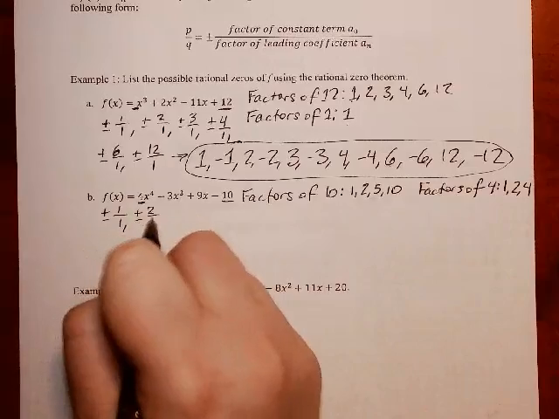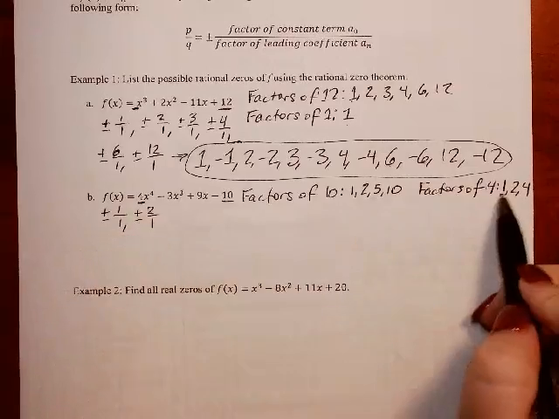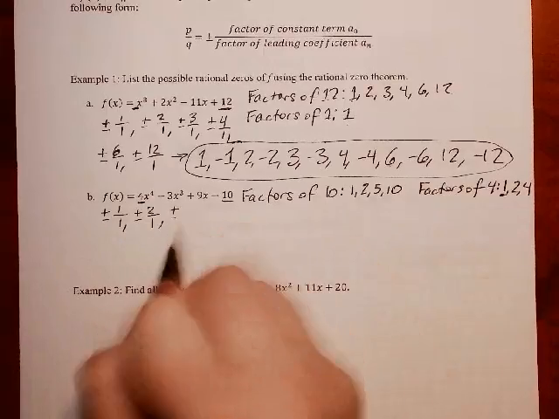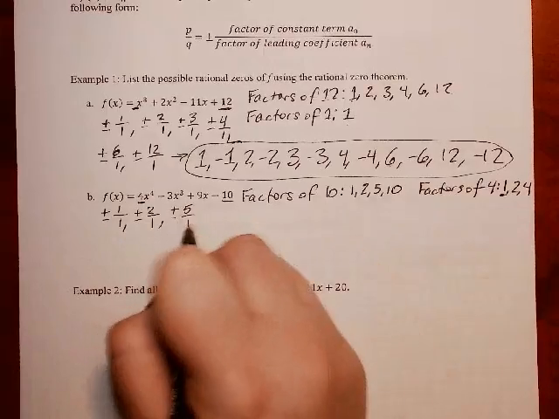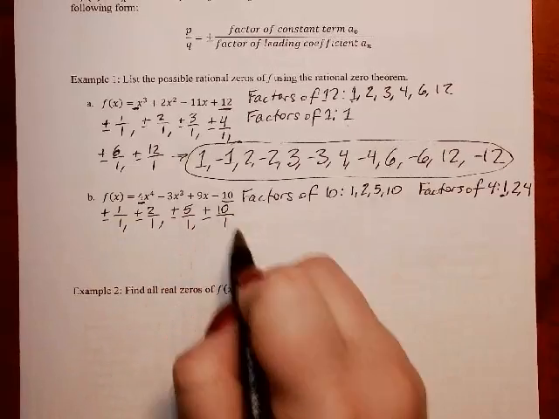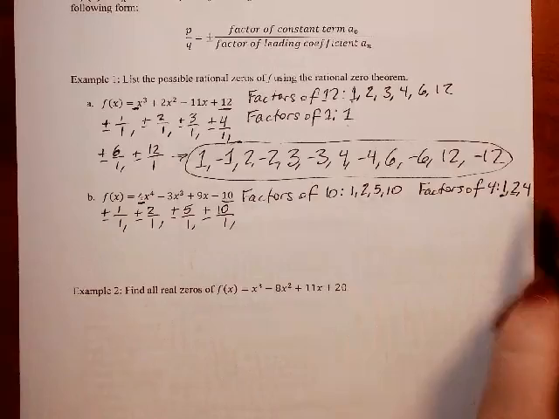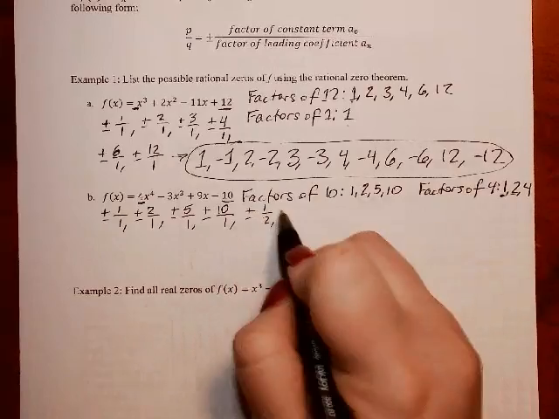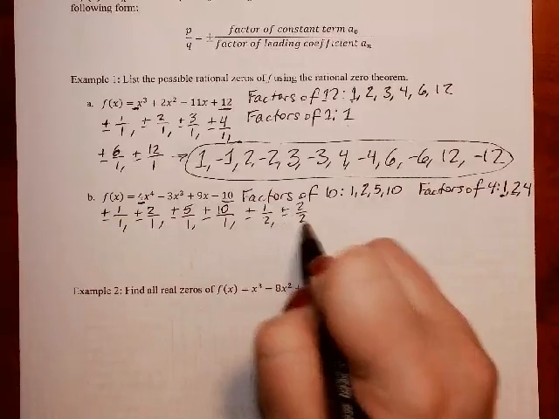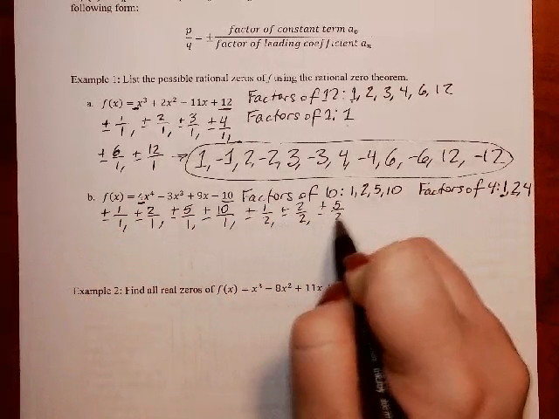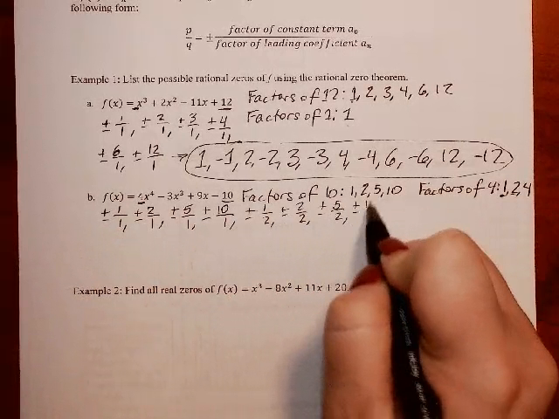2 over 1. Just going with all of them over the first one here. Positive or negative 5 over 1. Positive or negative 10 over 1. Then I move on to the next one. So positive or negative 1 over 2. Positive or negative 2 over 2. Positive or negative 5 over 2. Positive or negative 10 over 2.